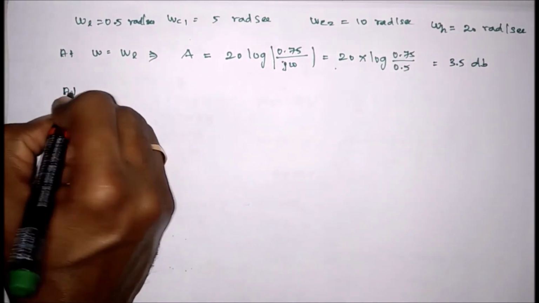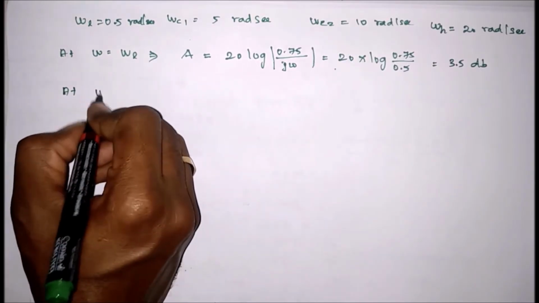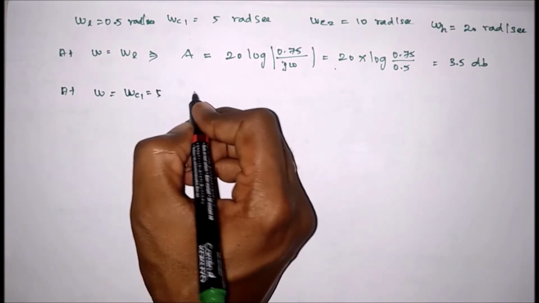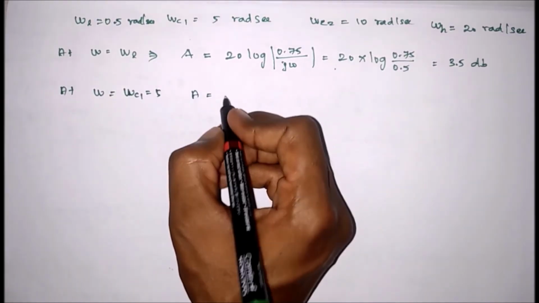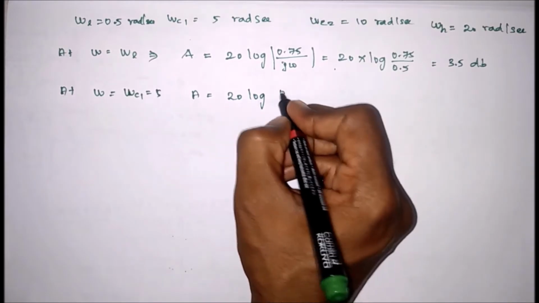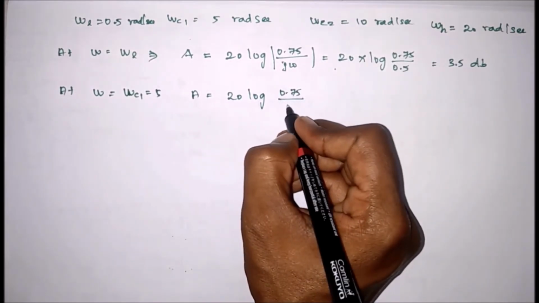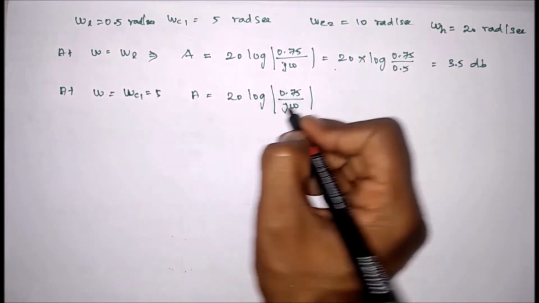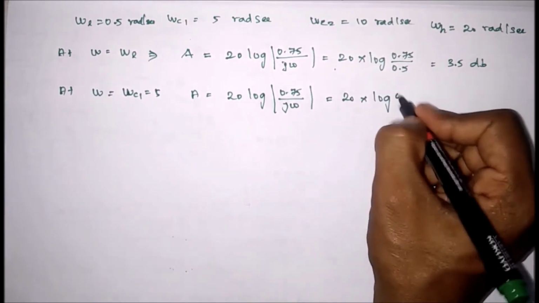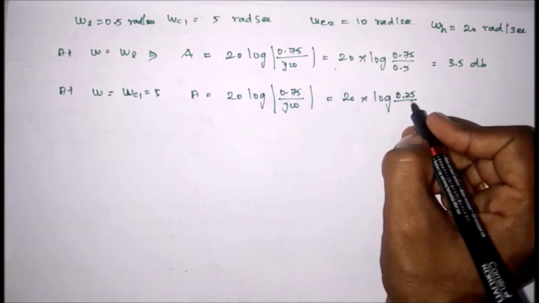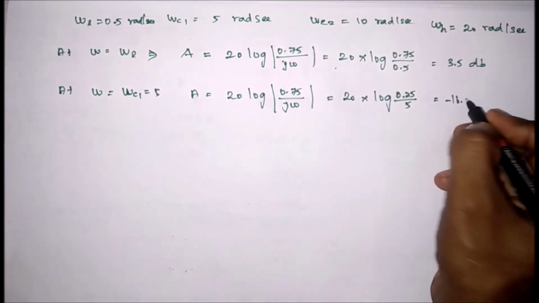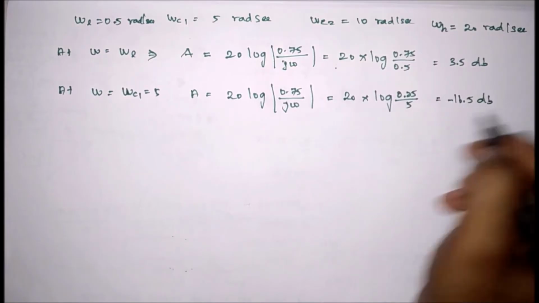Next, the first corner frequency, at omega equal to omega C1 equal to 5 radian per second. We use the same formula, 20 log of the magnitude of 0.75 divided by j omega. So 20 into log 0.75 divided by 5. Now we will get minus 16.5 decibel.